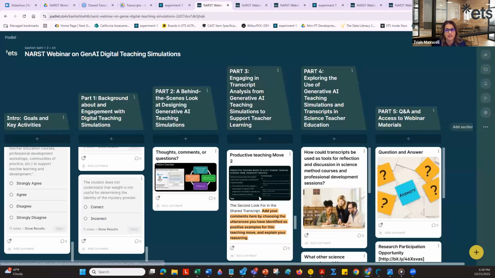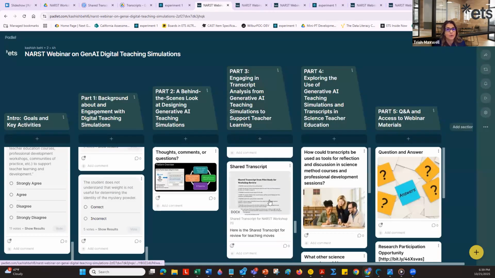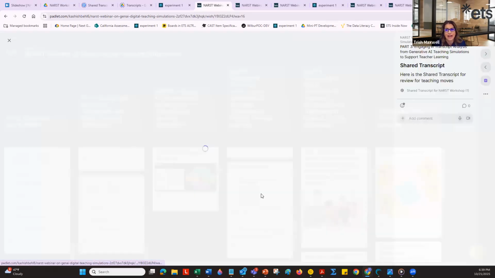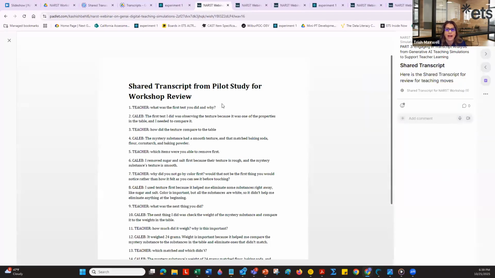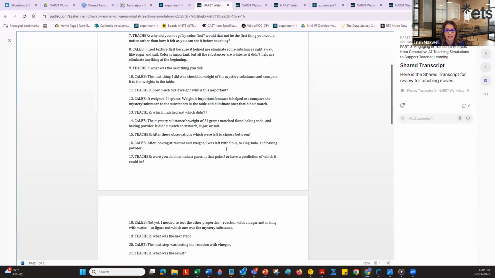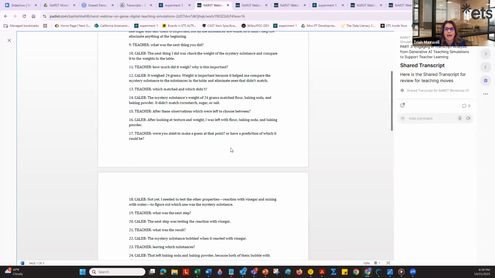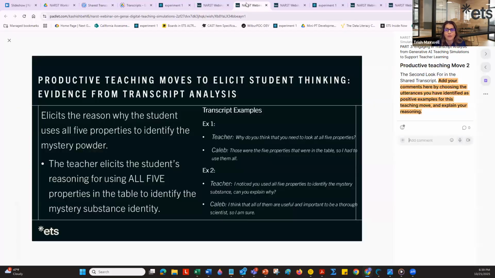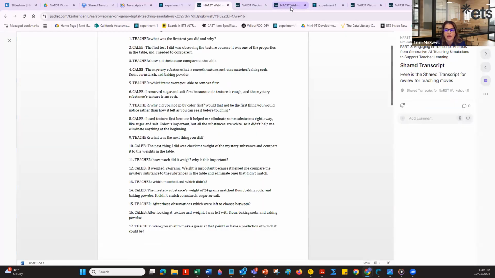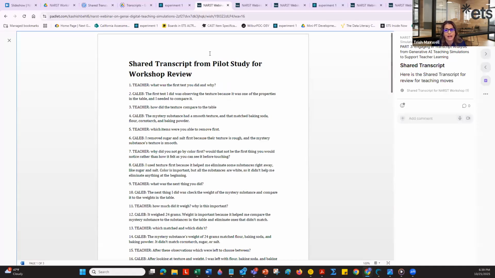Now you may be wondering where the shared transcript is. All you have to do is click on it and it will take you to the shared transcript right here so that you can begin reading the conversation between Caleb and the teacher. And then you can toggle back and forth between the teaching moves and the transcript and see if you can identify the instances where you feel there are positive examples for either one of these teaching moves.